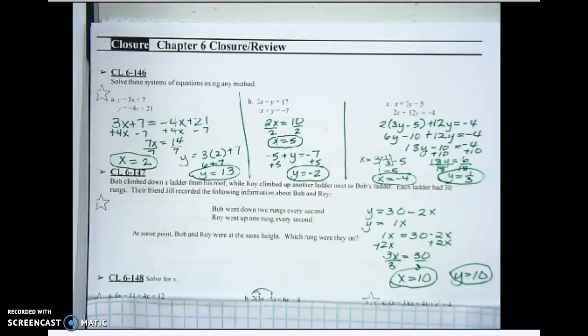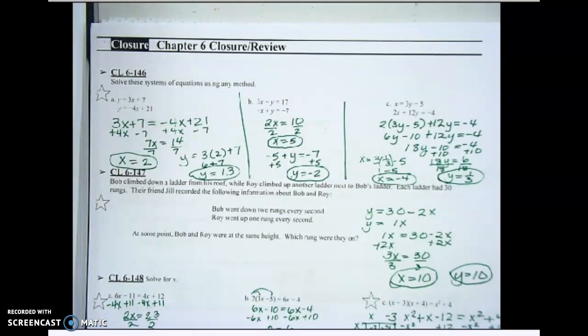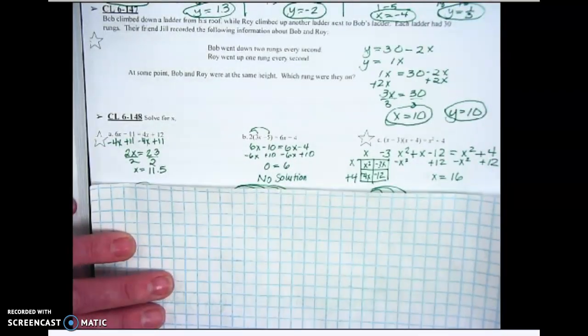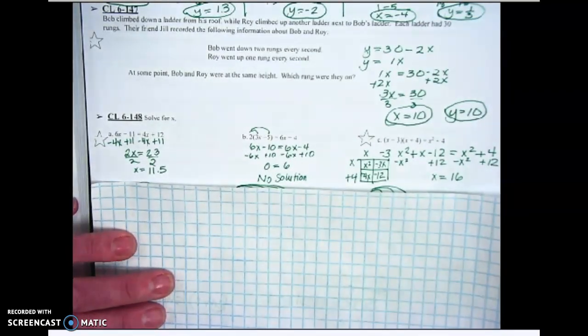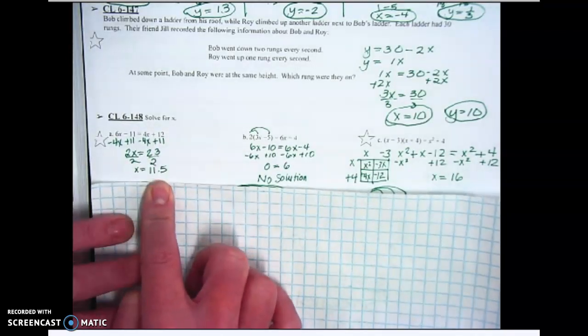All right, question 148. They want us to solve for the variable x. So for part A, we've got 6x minus 11 equals 4x plus 12. So I prefer my variable on the left. So I'm going to subtract 4x from both sides, and I'm going to add 11 to both sides. So 6x minus 4x is 2x, and 12 plus 11 is 23. Then I divided by 2, and I got 11.5.